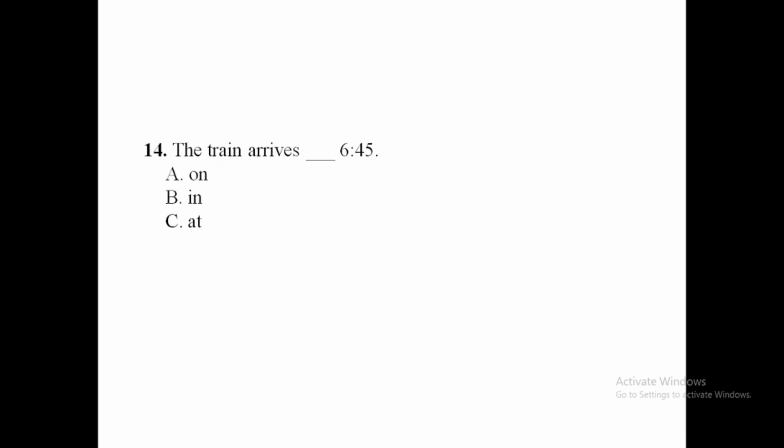Question number 14. The train arrives blank 6:45. A on, B in, C at. The correct preposition that we are going to use here is at. At is for exact times.